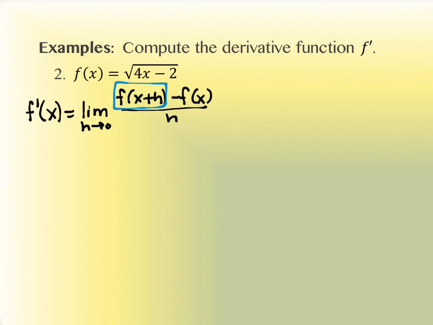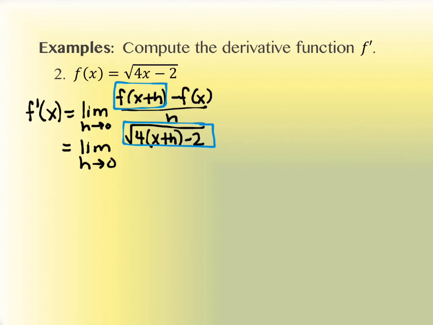All right, so this piece right here is f of x plus h. And I want my function that I was originally given with the x replaced by x plus h, right? So it's still going to look like a square root. It's still going to have a 4 in it. But where it originally had an x, it's going to have an x plus h. And that is in parentheses beside the 4. Both of those pieces will be multiplied by the 4. And then there is a minus 2 underneath that radical as well. So this right here was the first part in blue.